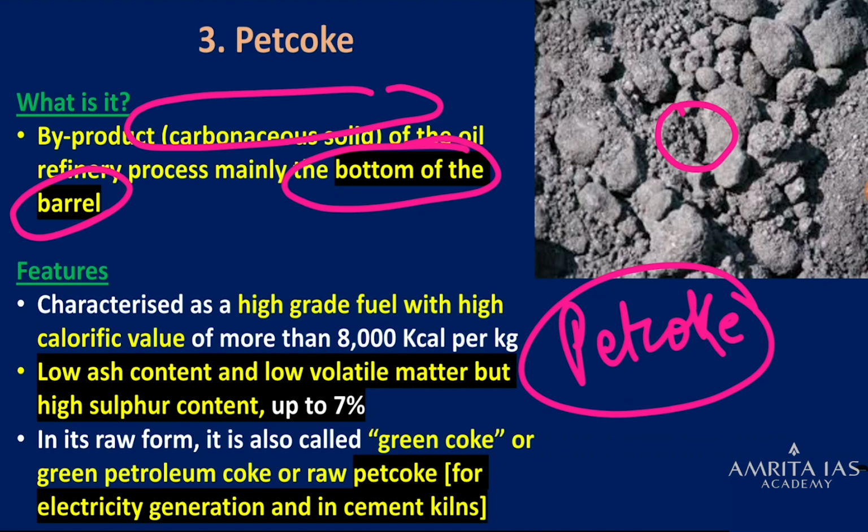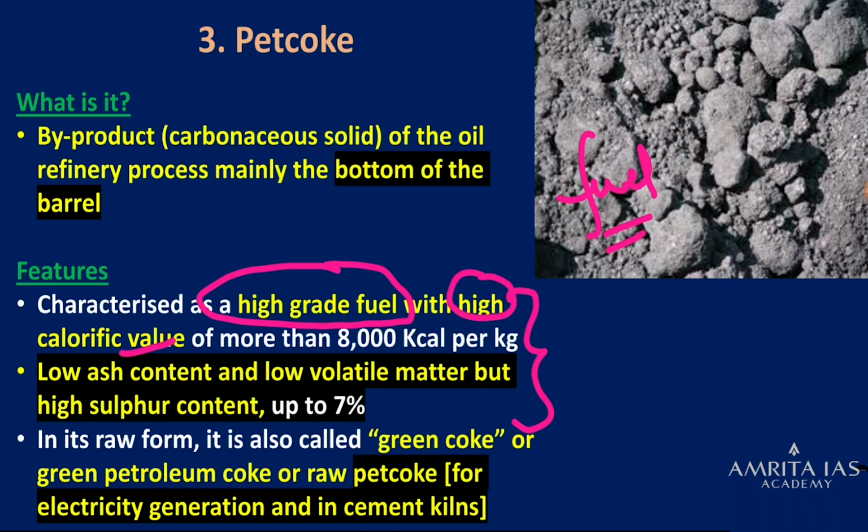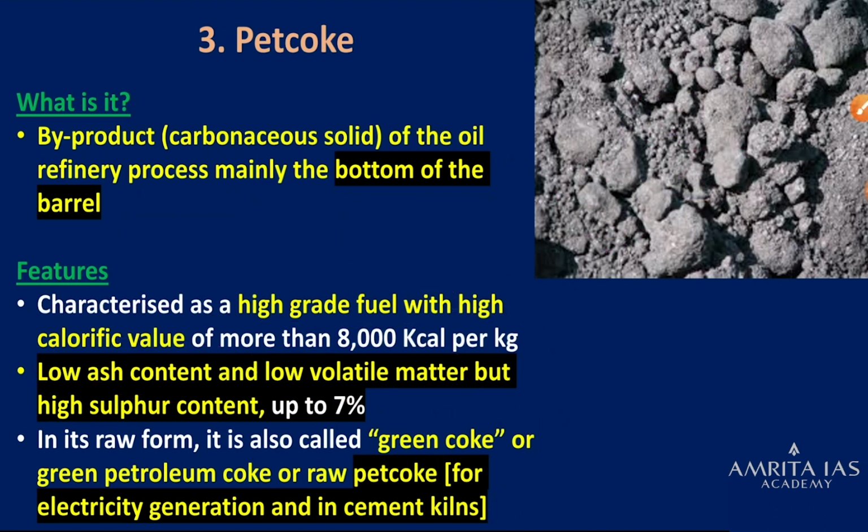What are the characteristics of it? Characteristics are important. They are a high grade fuel, so that is why they are used as fuel: high calorific value, low ash content, low volatile material, but the problem is the high sulfur content. If the question is asked, they can confuse you. If you have not read specifically about it, you can get it wrong. You may think, it has high sulfur content, then it must have high ash content. No, it is not like that.